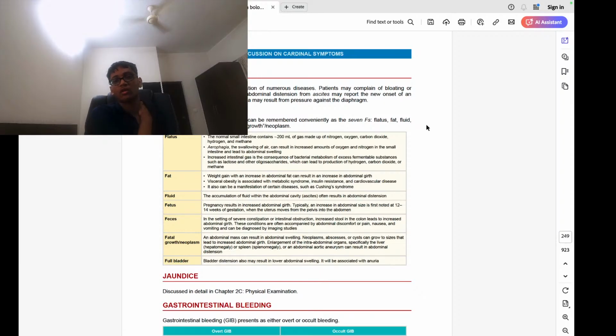Causes of this are the 7 F's: flatus, fat, fluid, fetus, feces, fetal growth or neoplasm, and full bladder.